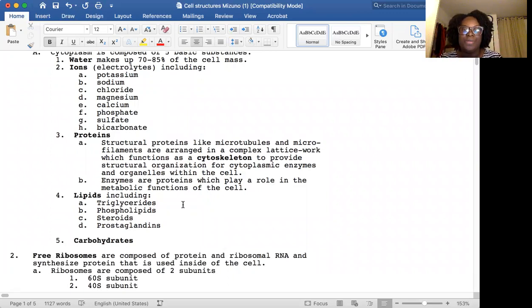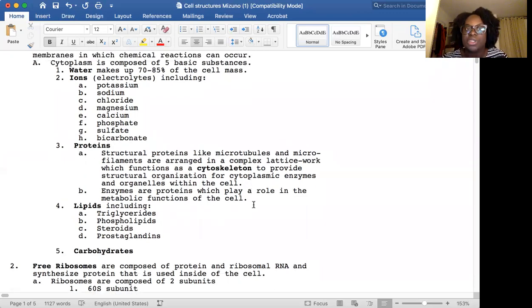Examples of proteins that make up the cytoplasm are the microtubules and the microfilaments, and they're arranged in a complex latticework that functions as the cytoskeleton. Actually, I'm sorry, that's the cytoskeleton. So the cytoskeleton is a part of the cytoplasm, and it provides the structural organization. It's basically what holds our organelles and our cell in place.